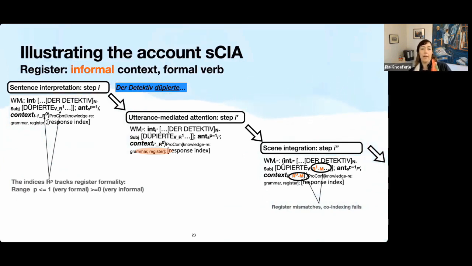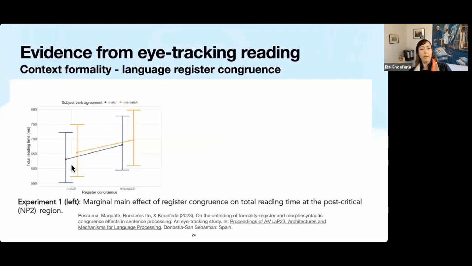All right, which then allows us to model the eye tracking results that we get, where you see here longer reading times when the context mismatches informality with the verb in the sentence. The interesting part, though, is that these delays as a function of register context formality mismatches don't happen quickly. It's not in first pass times. It's total reading time, and it's at the post-critical region, so not at the verb itself, but delayed by one region. "The detective duped whoever he duped," that's when you see this effect.